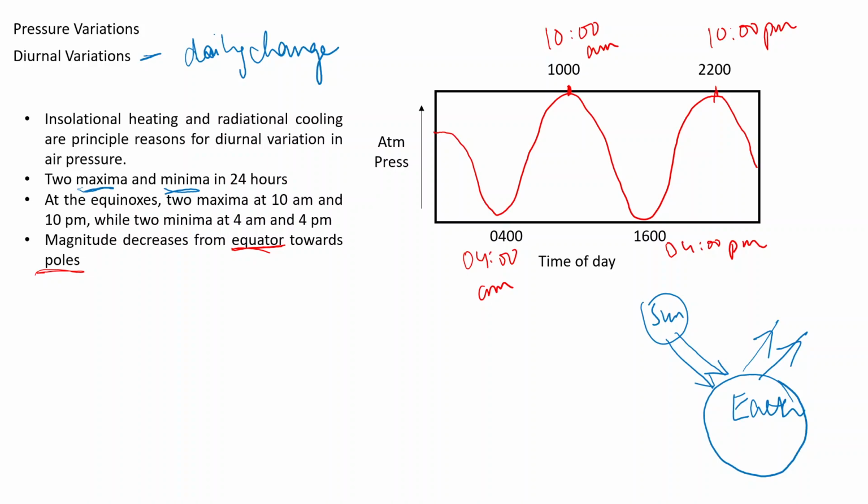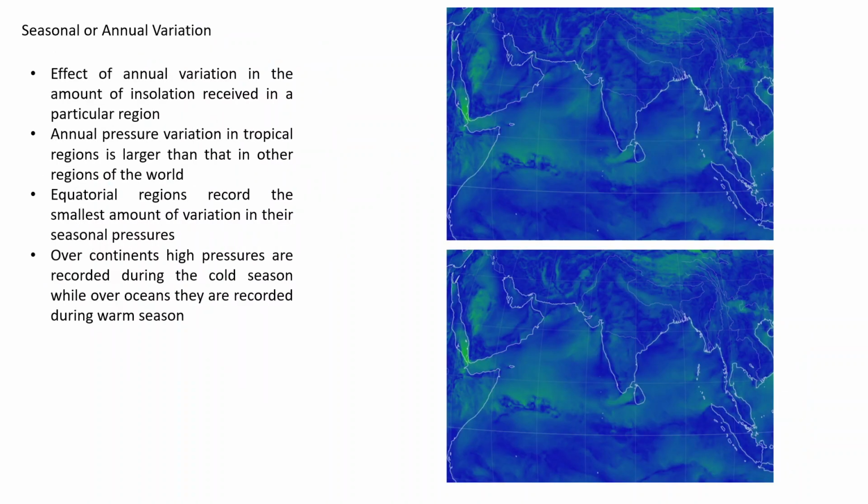Means you are not going to perceive much of this change at the poles because of the less variation in the insolational heating and radiational cooling. While at the equator and the tropics, it is quite perceivable because of the significant change in the temperature due to insolational heating and radiational cooling. So that is the diurnal variation.